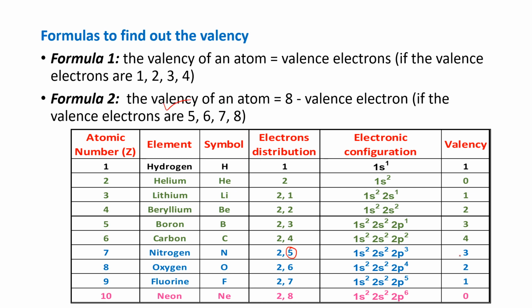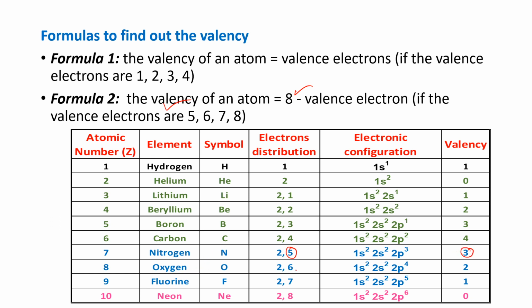So hence you can do a little bit of calculation, that is 8 minus 5. Here the 8 is from the formula. In the formula we have to take 8 minus valence electrons. How many valence electrons are there? 5. So 8 minus 5, that is nothing but 3. So the valency of the nitrogen is 3.